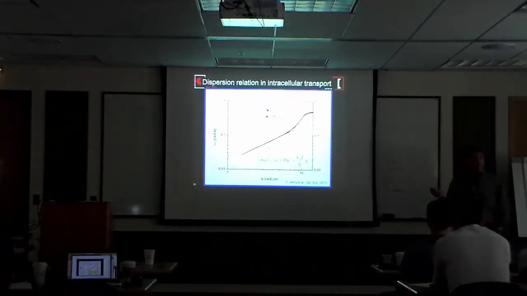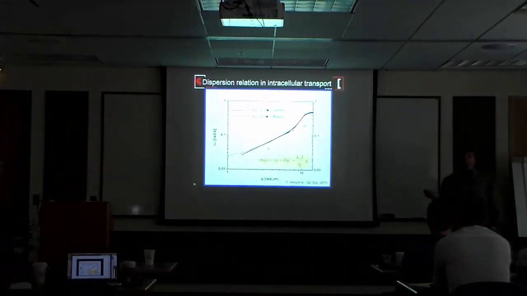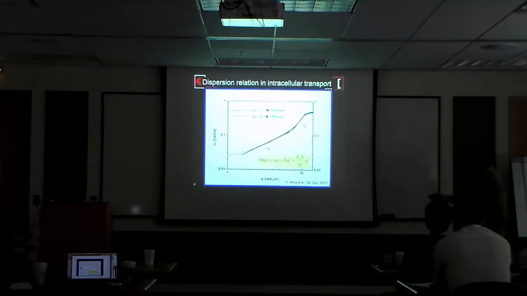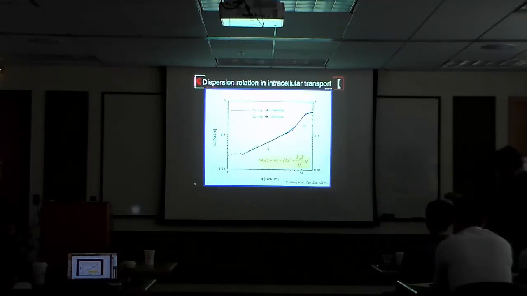What happens when the cell dies? Well, when we all die, we go to thermal equilibrium. We go to Brownian motion. So the q squared goes all the way through all the scales, right? So this part is the region that tells you that the cell is alive.